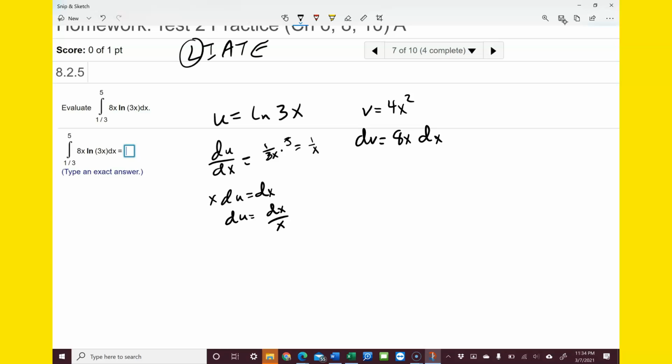Okay, so now u times v. u times v will be ln 3x times 4x squared. I'm going to write it like this: 4x squared ln 3x. Alright, minus the integral of v, which is 4x squared. I'm going to put my 4 outside.